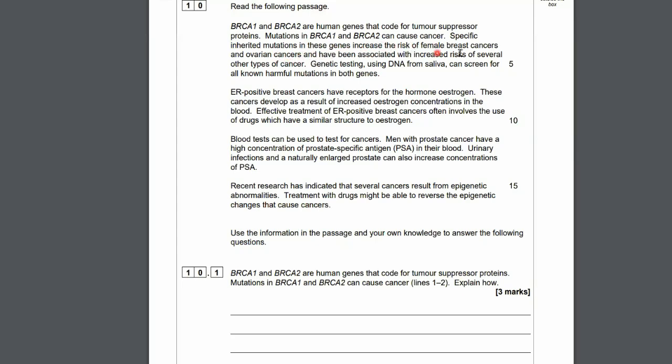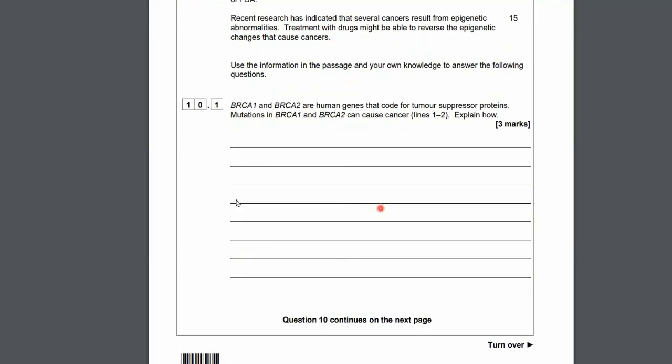BRCA1 and BRCA2 are human genes that code for tumor suppressant proteins. Mutations in BRCA1 and BRCA2 can cause cancer. Specific inherited mutations in these genes increase the risk of female breast cancer and ovarian cancer and have been associated with increased risks of several other types of cancer. Genetic testing using DNA from saliva can screen for all known harmful mutations in both genes. ER-positive breast cancers have receptors for the hormone estrogen.